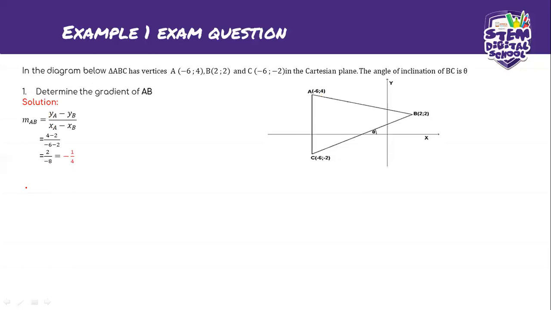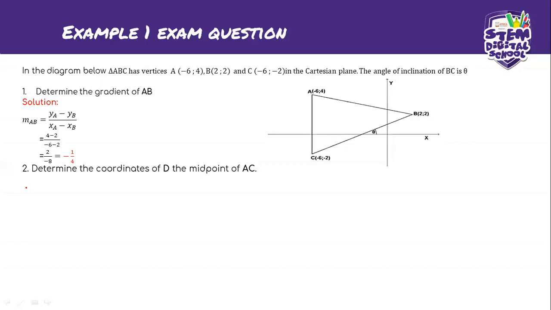So our gradient for the line AB is -1/4. That is the gradient. It's very simple to calculate the gradient. You just have to know the formula, make sure that you substitute correctly and press your calculator. Then you'll get your gradient. Let's see the next question.